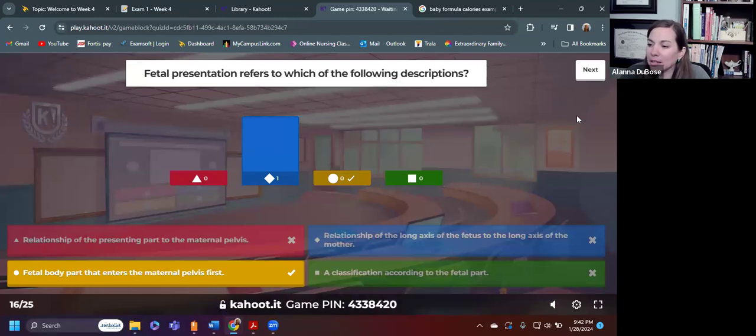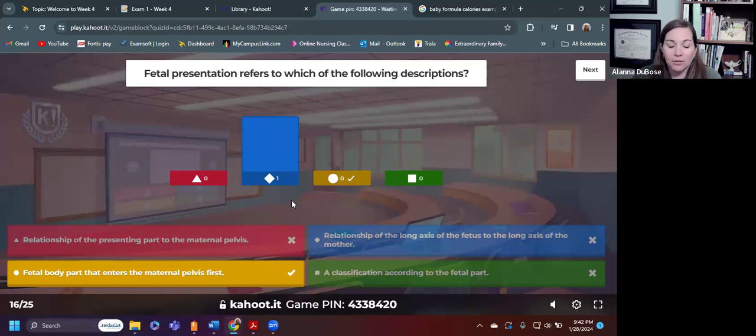So, fetal presentation is the fetal body part that enters the maternal pelvis first. The way I would remember that is, when you see presentation, a common question that a doctor or healthcare provider might ask is, what is the presenting part? So the presenting part is the fetal presentation.